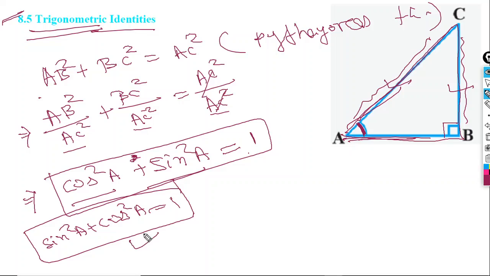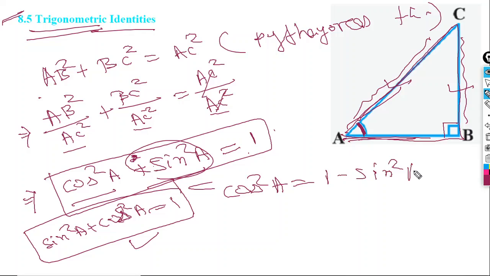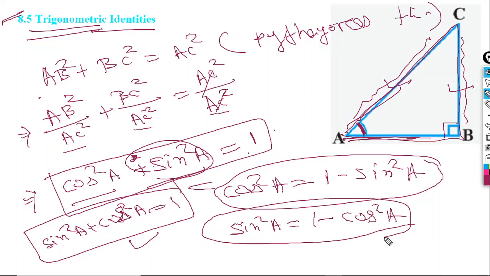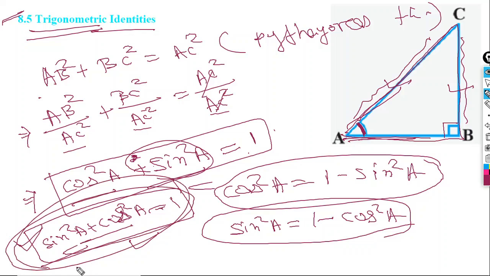You can remember this one also: if you transpose sin square A to the RHS, then cos square A equals 1 minus sin square A. This is also an identity. Or you can remember sin square A equal to 1 minus cos square A. Okay? So you remember only one identity, sin square A plus cos square A equal to 1, and with the help of this identity you can find out the other identities. Now we will move to another identity.